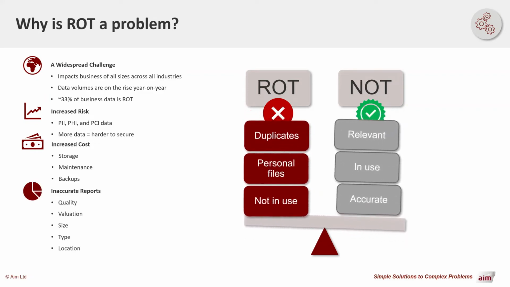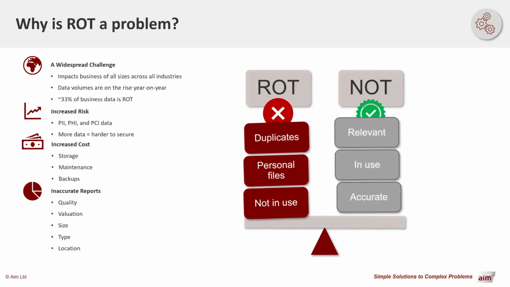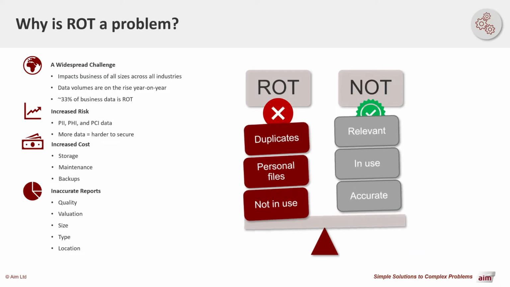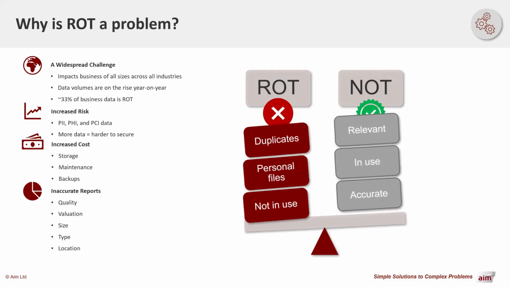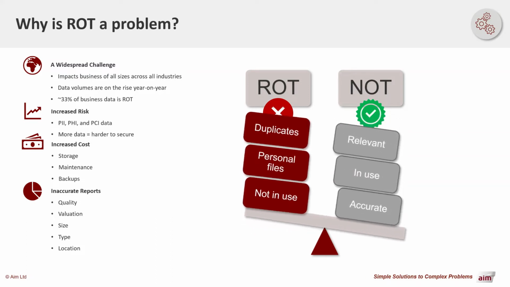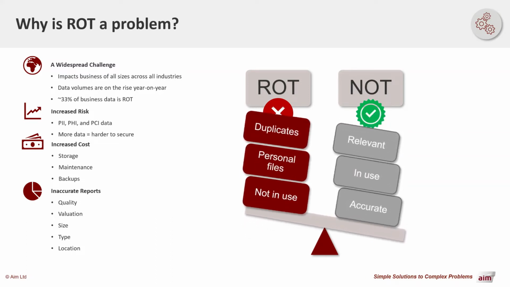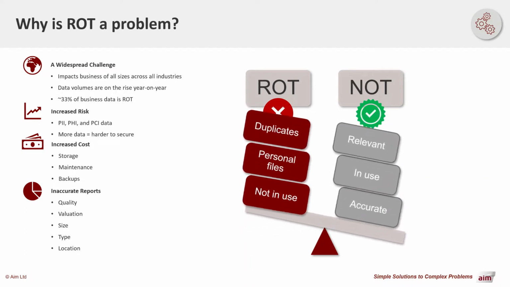ROT also plays havoc on reporting. Organisations are increasingly interested in reporting on the quality, value, size, type, and location of their data, which is exactly what DataBelt is used for, coincidentally. But with 1/3 of your data being ROT, data reports are inaccurate, and businesses may be making incorrect decisions as a result.